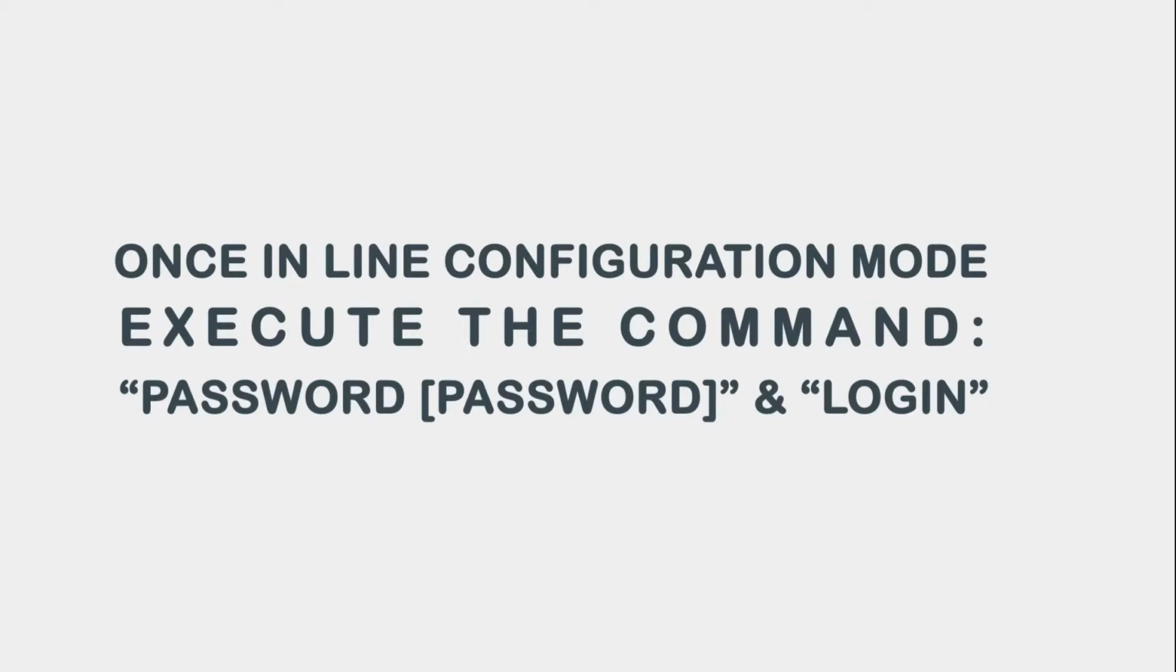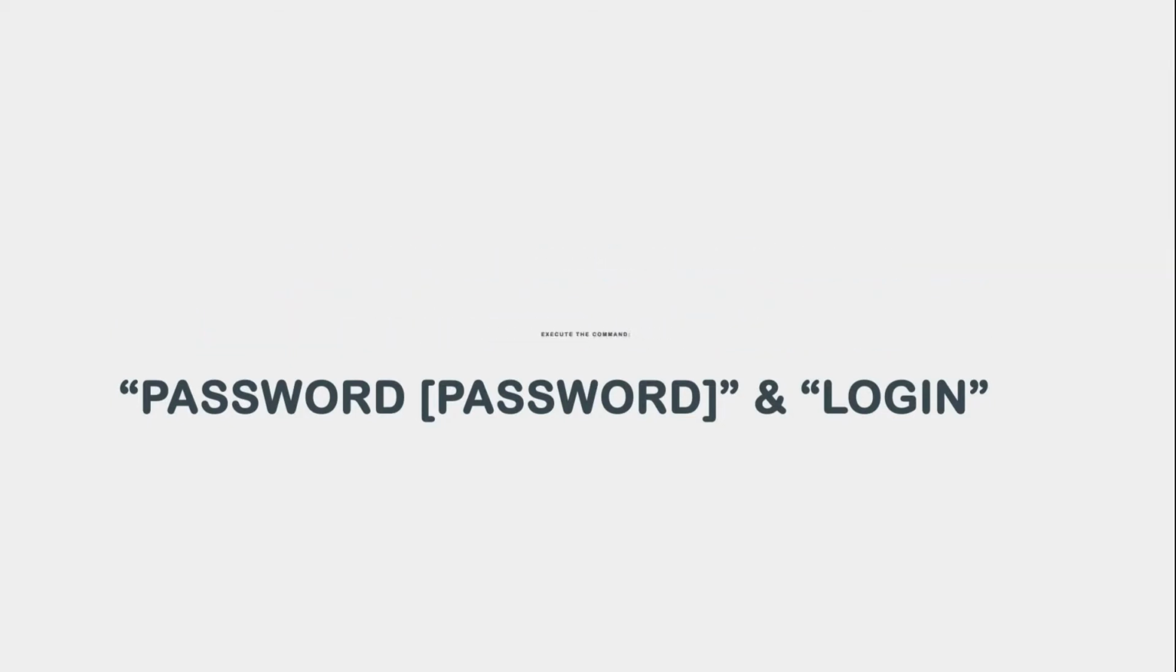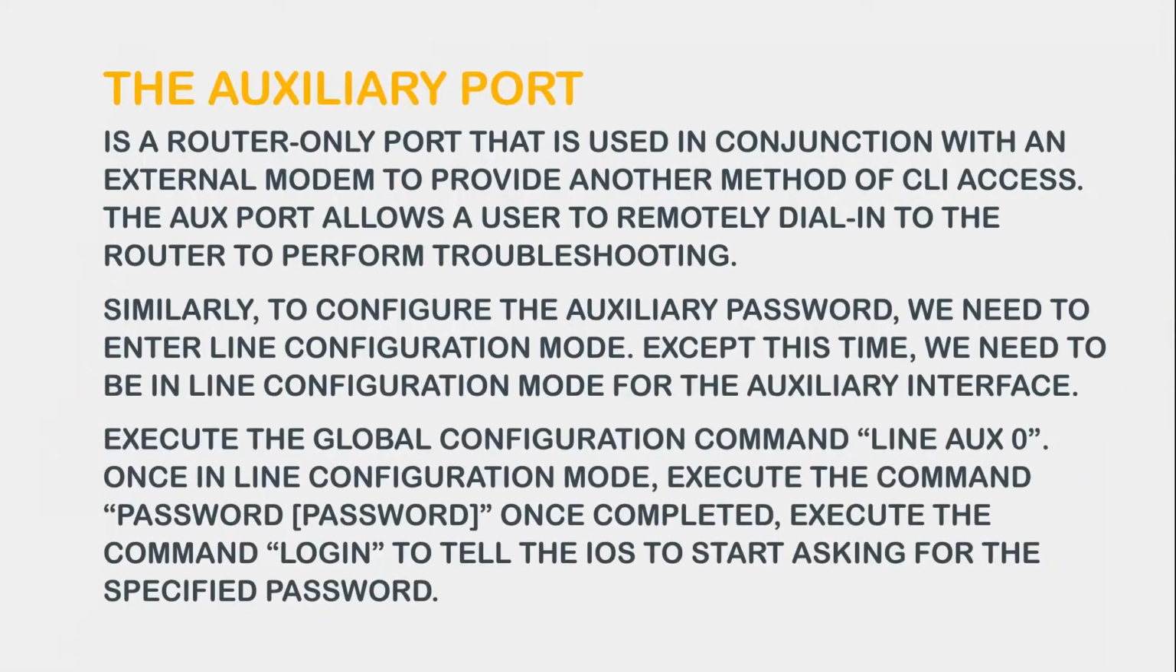Now let's configure and secure the auxiliary IOS method. The auxiliary port is a router-only port that is used in conjunction with an external modem to provide another method of CLI access.